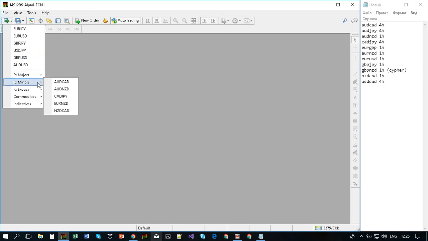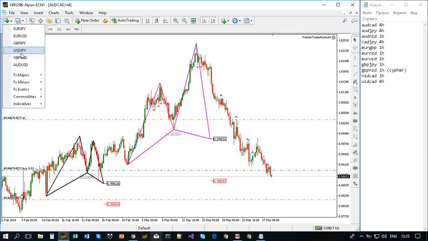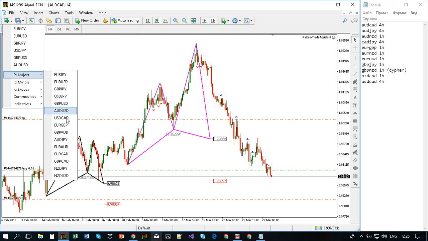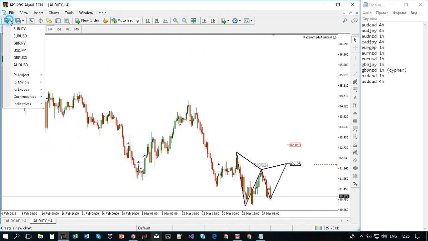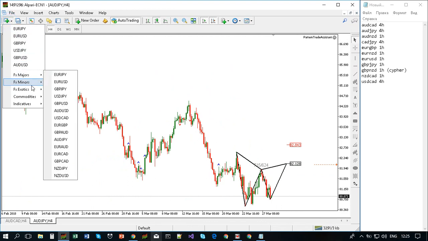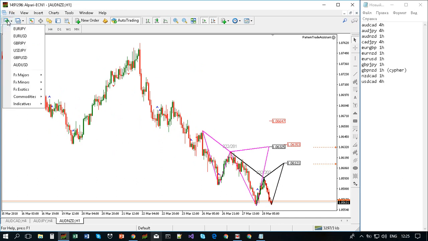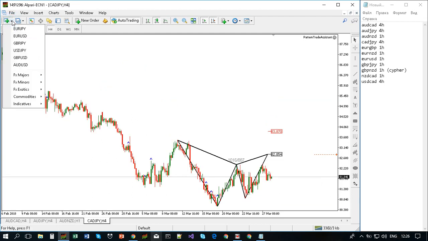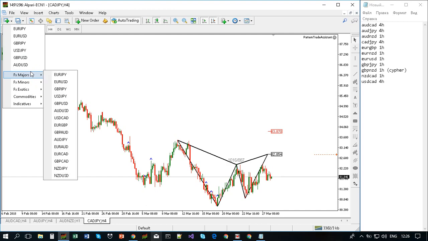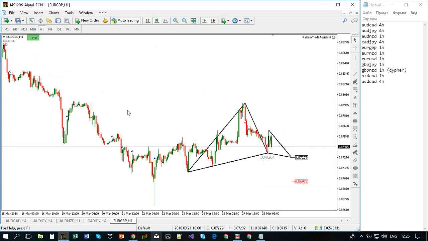Aussie CAD, it is here, 4 hour. Aussie yen, it is here, 4 hour as well. Aussie New Zealand 1 hour. AUD NZD, switch to 1 hour. Then CAD yen 4 hour. Then Euro GBP 1 hour. Here it is.